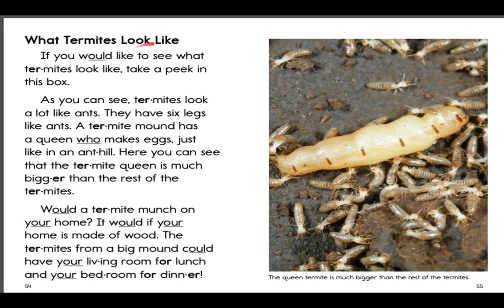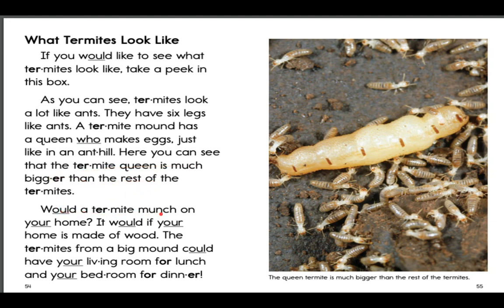What termites look like. If you would like to see what termites look like, take a peek in this box. As you can see, termites look a lot like ants. They have six legs like ants. A termite mound has a queen who makes eggs, just like in an anthill. Here you can see that the termite queen is much bigger than the rest of the termites.